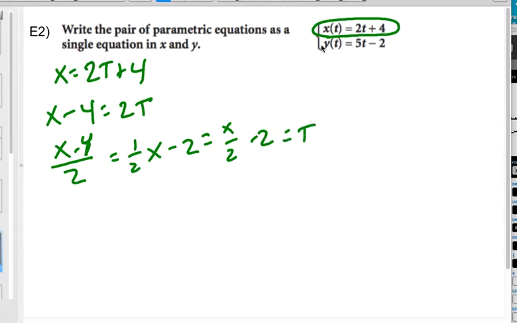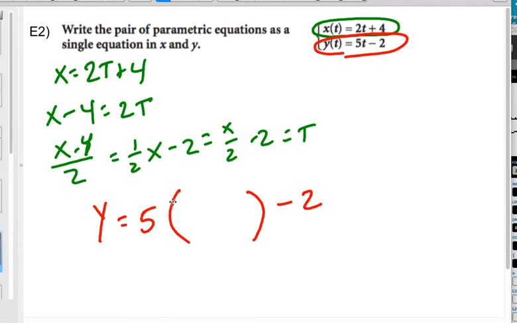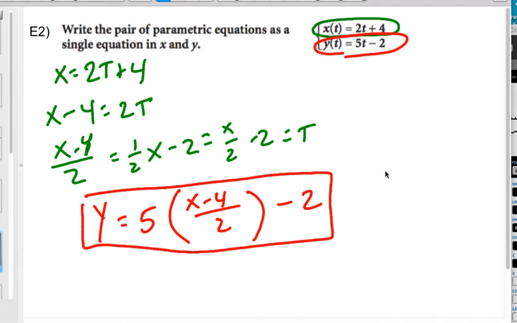So then what I'm going to do is take the second equation, and I'm going to say, oh, y is 5 times the thing I defined as t, minus 2. So I don't care which one you pick, x minus 4 all over 2, great, totally fine, that answer's great. If you wanted to pick a different one and distribute, that's also fine. Less work is better than more work, right? So this is done. If you want to do more work, that's fine, right?